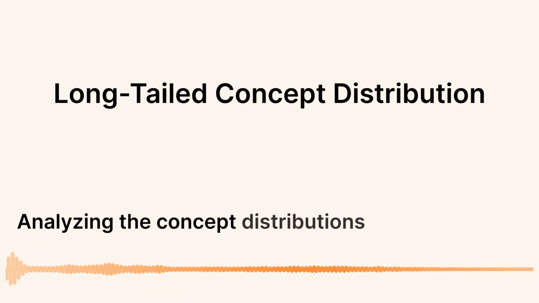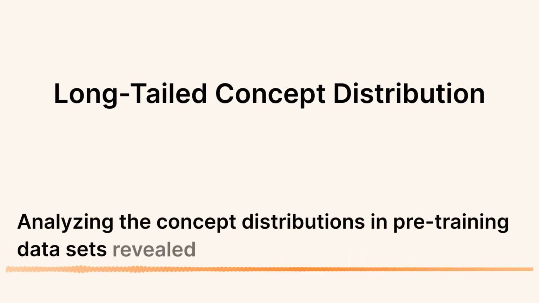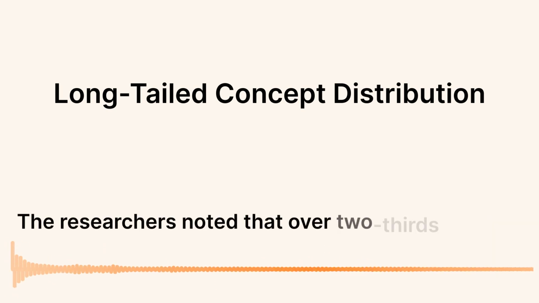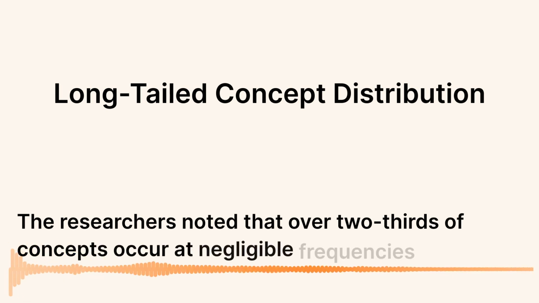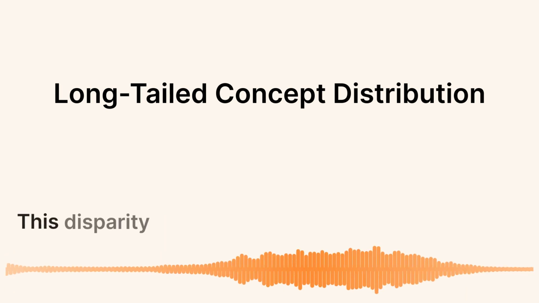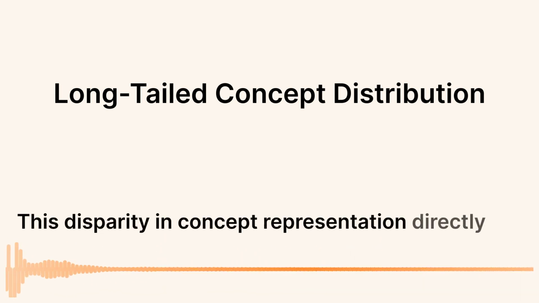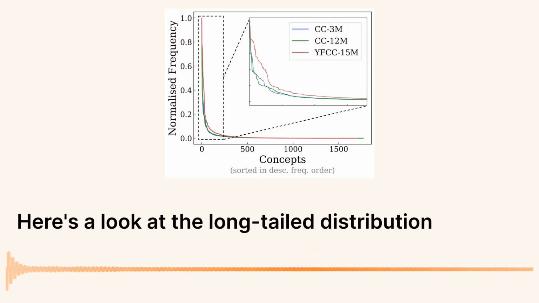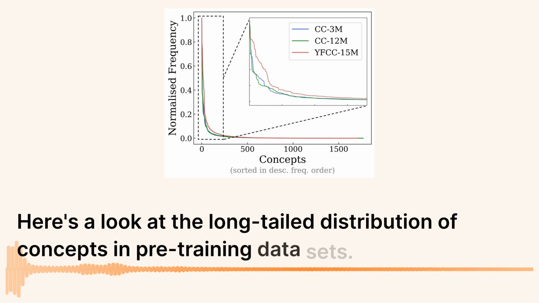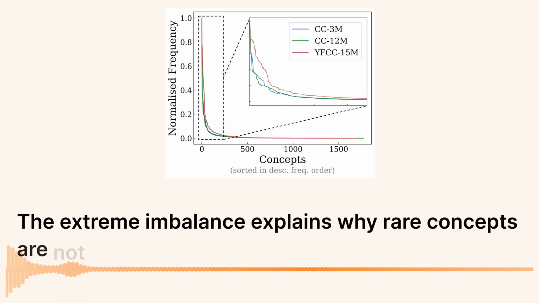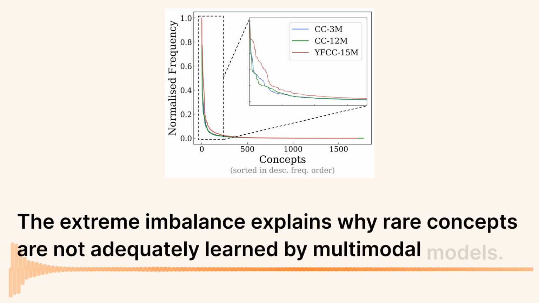Analyzing the concept distributions in pre-training datasets revealed a long-tailed pattern. The researchers noted that over 2/3 of concepts occur at negligible frequencies relative to the dataset size. This disparity in concept representation directly affects model performance. Here's a look at the long-tailed distribution of concepts in pre-training datasets. The extreme imbalance explains why rare concepts are not adequately learned by multimodal models.